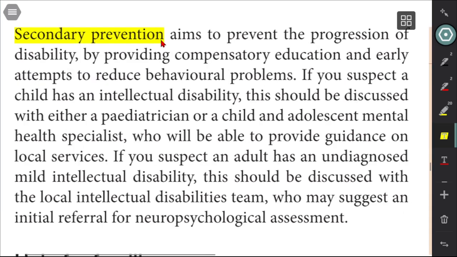What about secondary prevention? Secondary prevention aims to prevent the progression of disability by providing compensatory education and early attempts to reduce behavioral problems. If you suspect a child has an intellectual disability, this should be discussed with either a pediatrician or a child and adolescent mental health specialist who will be able to provide guidance on local services. If you suspect an adult has an undiagnosed mild intellectual disability, this should be discussed with the local intellectual disabilities team, who may suggest an initial referral for neuropsychological assessment.